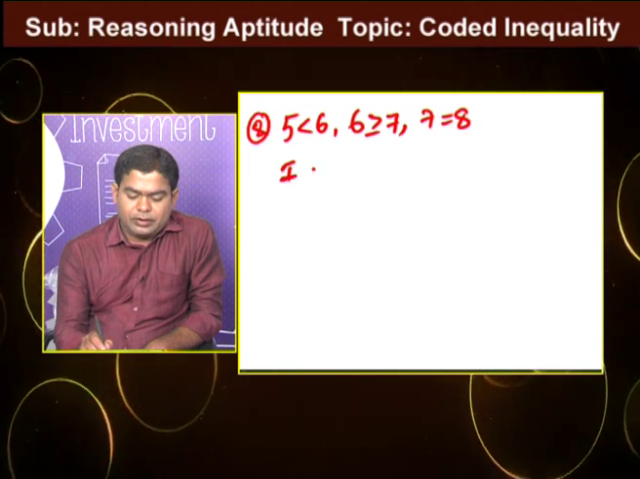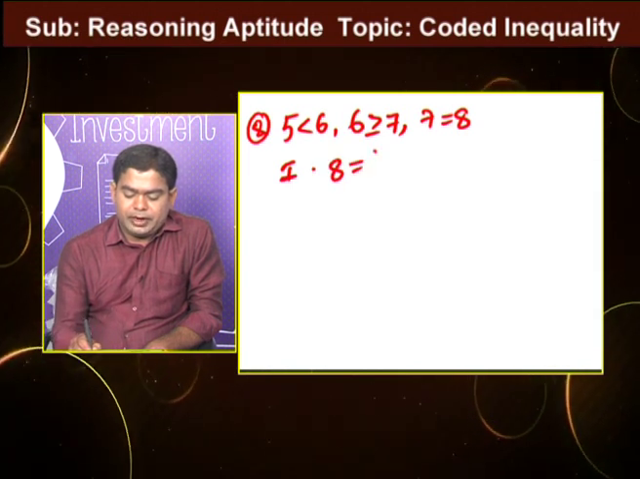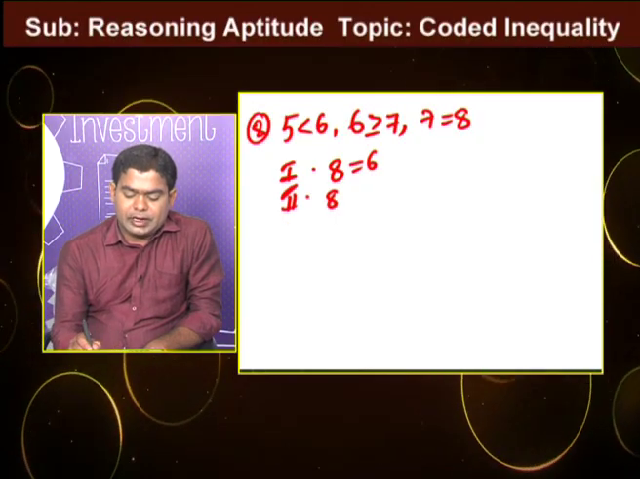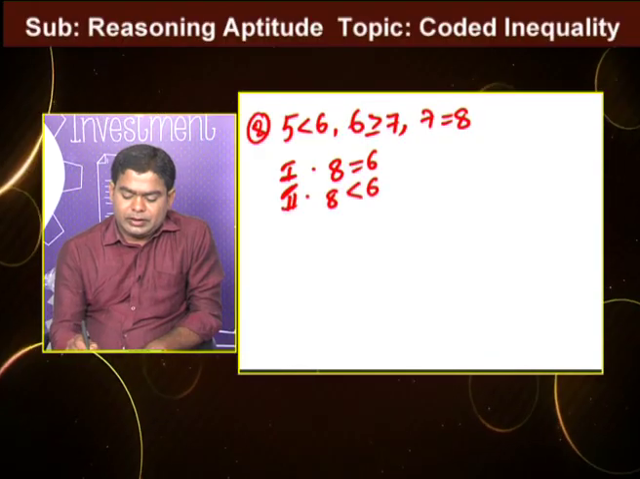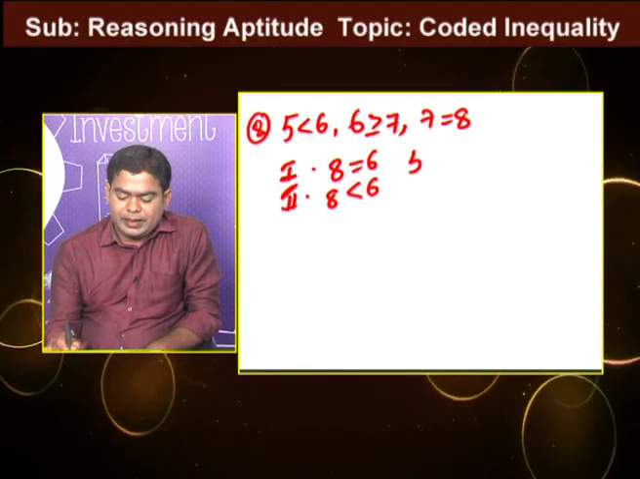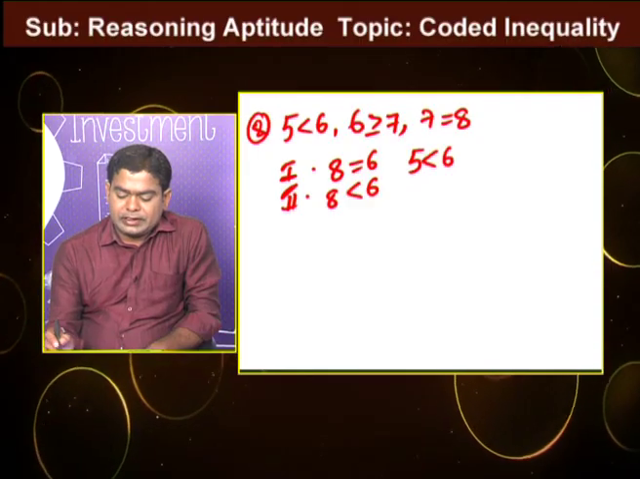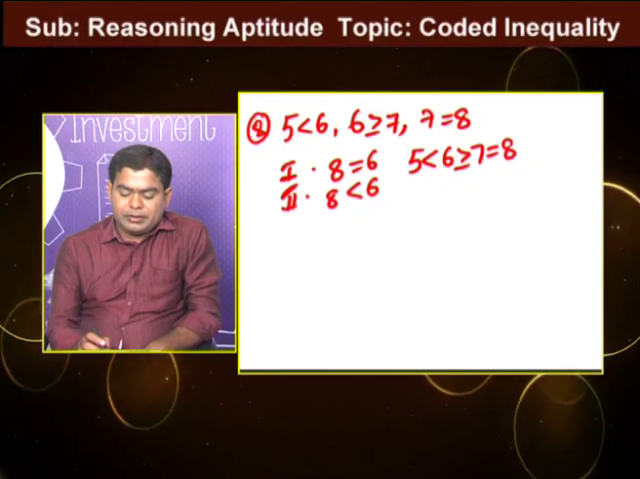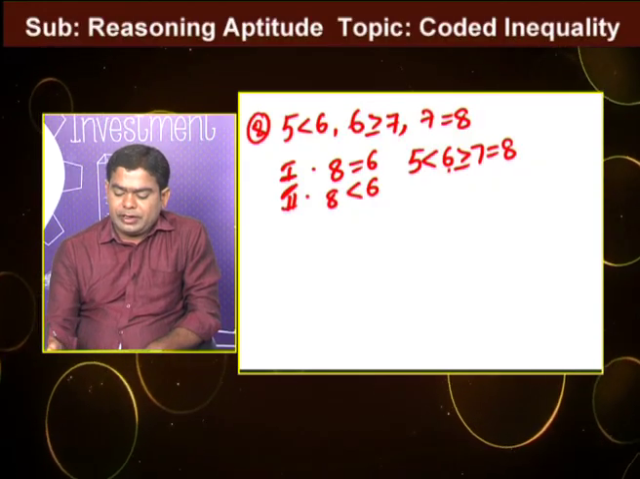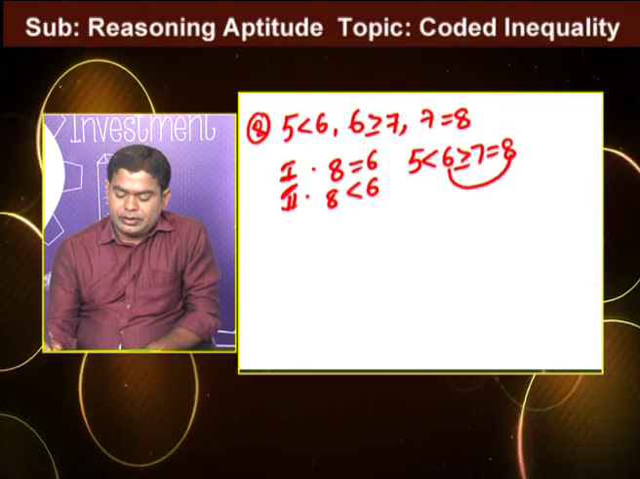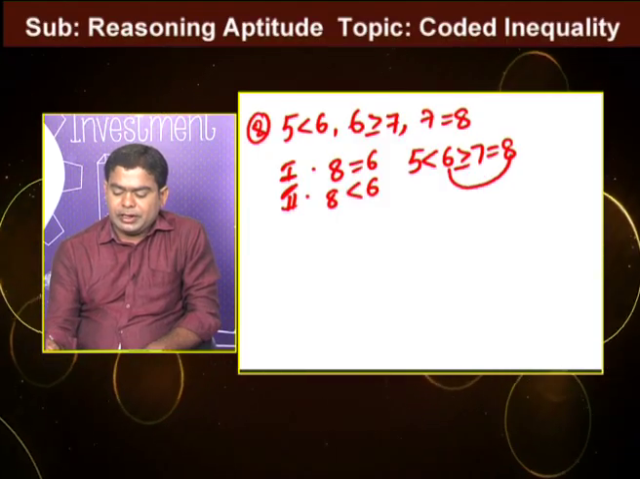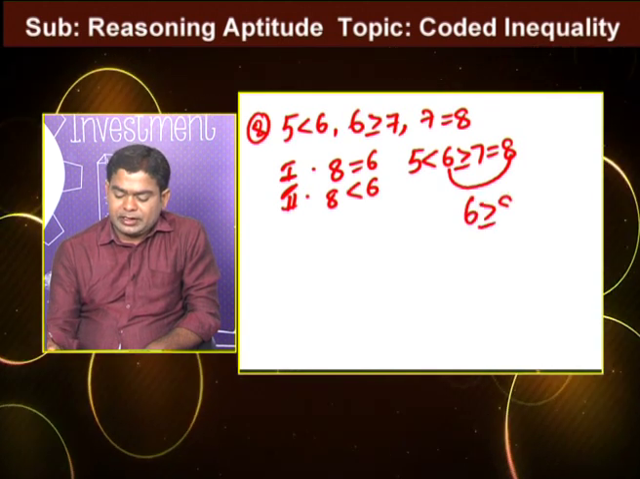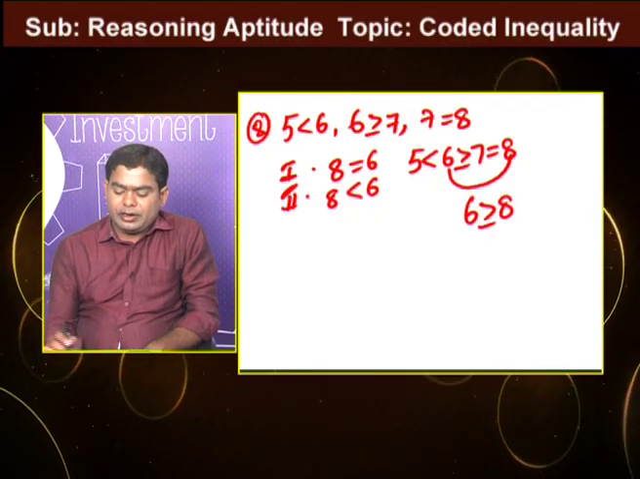Conclusion 1, 8 copyright 6. Copyright means equal to. Conclusion 2, 8 star 6. Star means in our question less than. So first of all we combine the given statement. That one is 5 less than 6, 6 greater than or equal to 7, 7 equal to 8. In this combined statement we verify the relation between 6 to 8. By observation, for 6 to 8 greater than or equal to is there, equal is there. That means in the place of 7 we take 8, then we get 6 greater than or equal to 8.